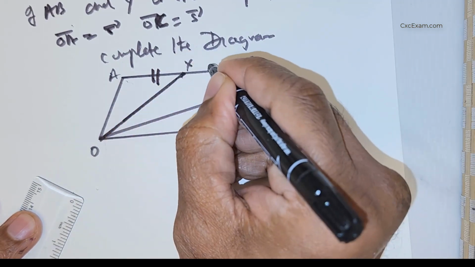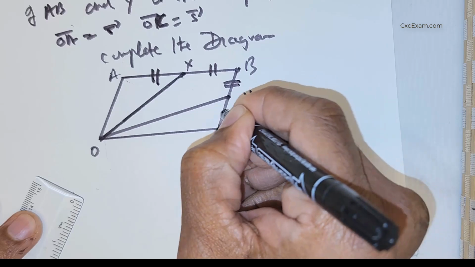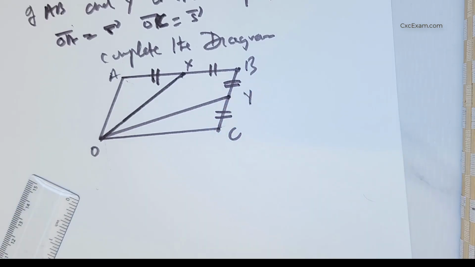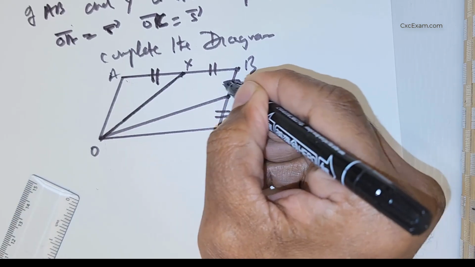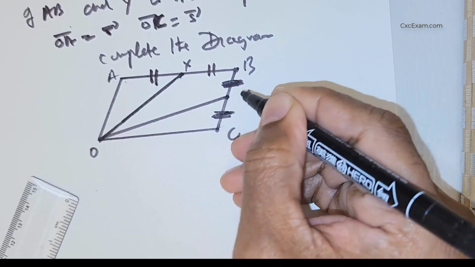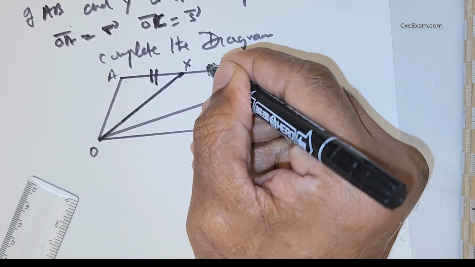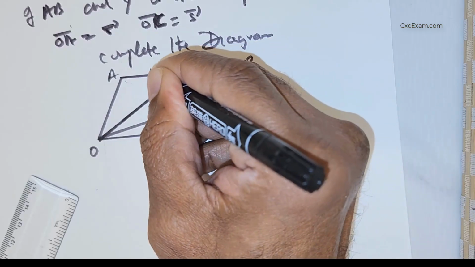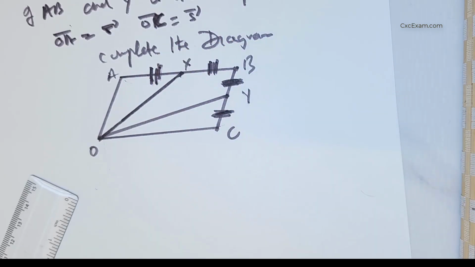So these two sides will be equal. These two sides are equal. Probably I'll give one dash here, because I do not know the side here, but over here it's two dashes and two dashes. Okay, that's fair enough.